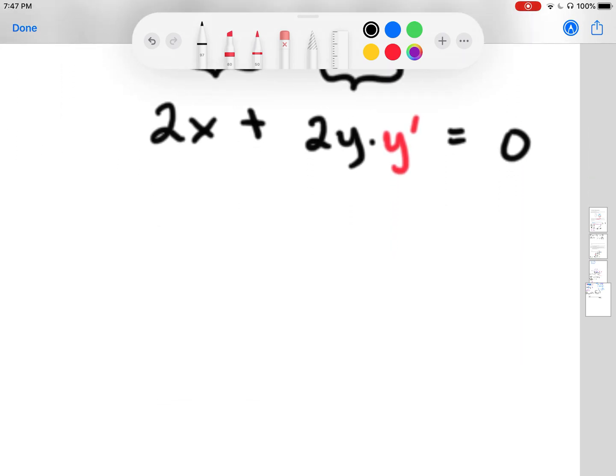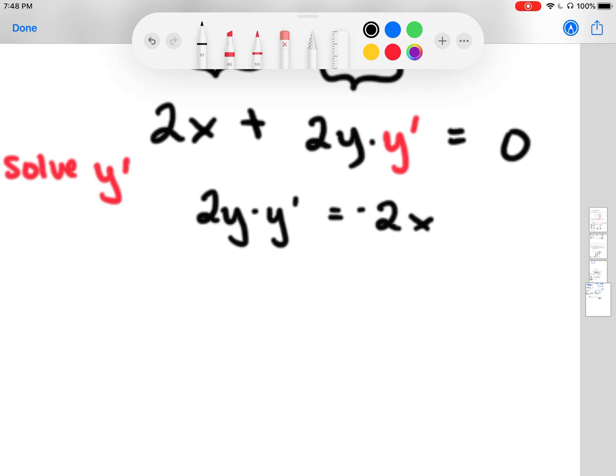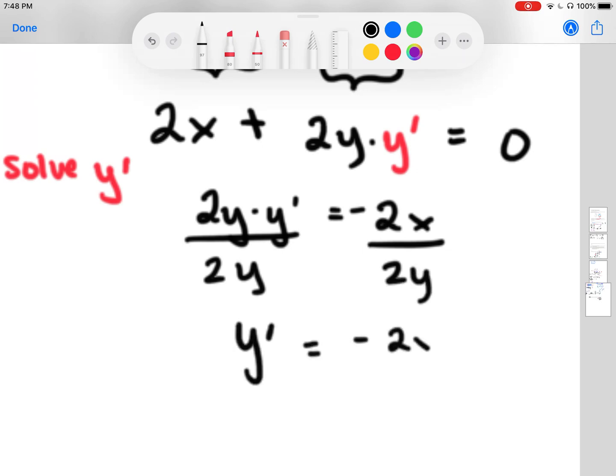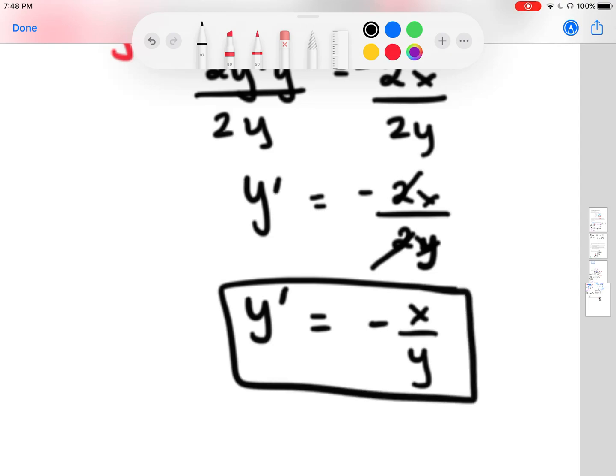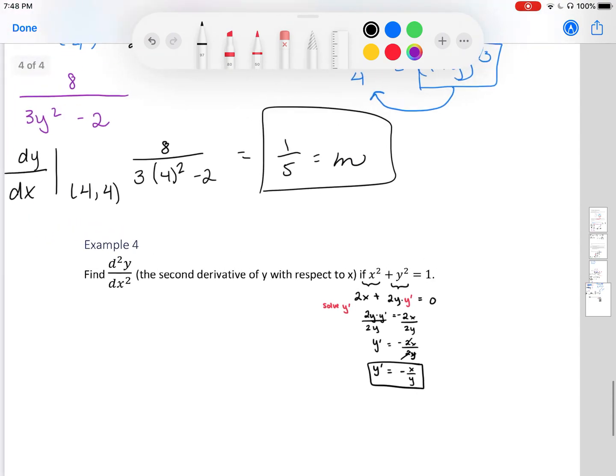Okay, next we need to solve for y prime. So if we do so, we subtract the 2x and we're left with 2y times y prime is equal to negative 2x, divided by 2y, divided by 2y. y prime is equal to negative 2x divided by 2y. And I need to make my y's better, right? So y prime, our first derivative, is negative x divided by y. That's my first derivative. But my question wants the second derivative.